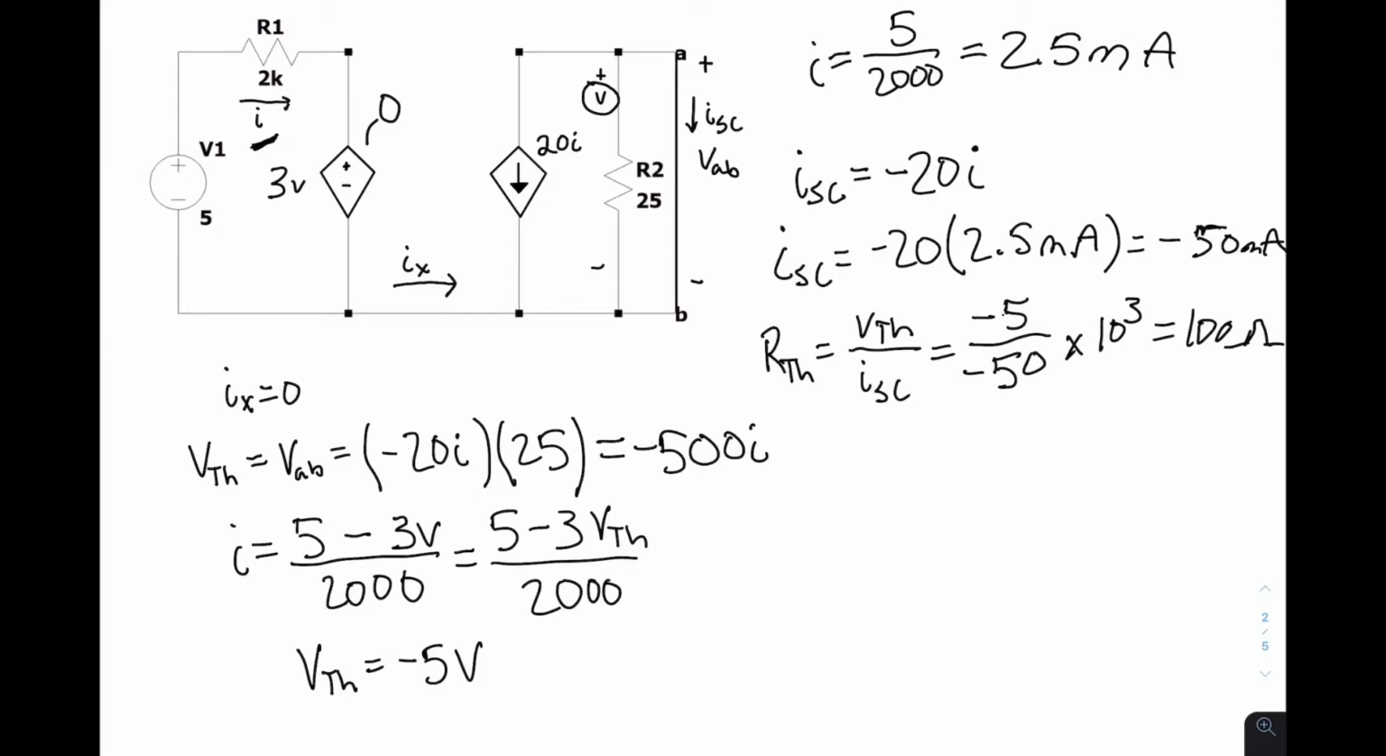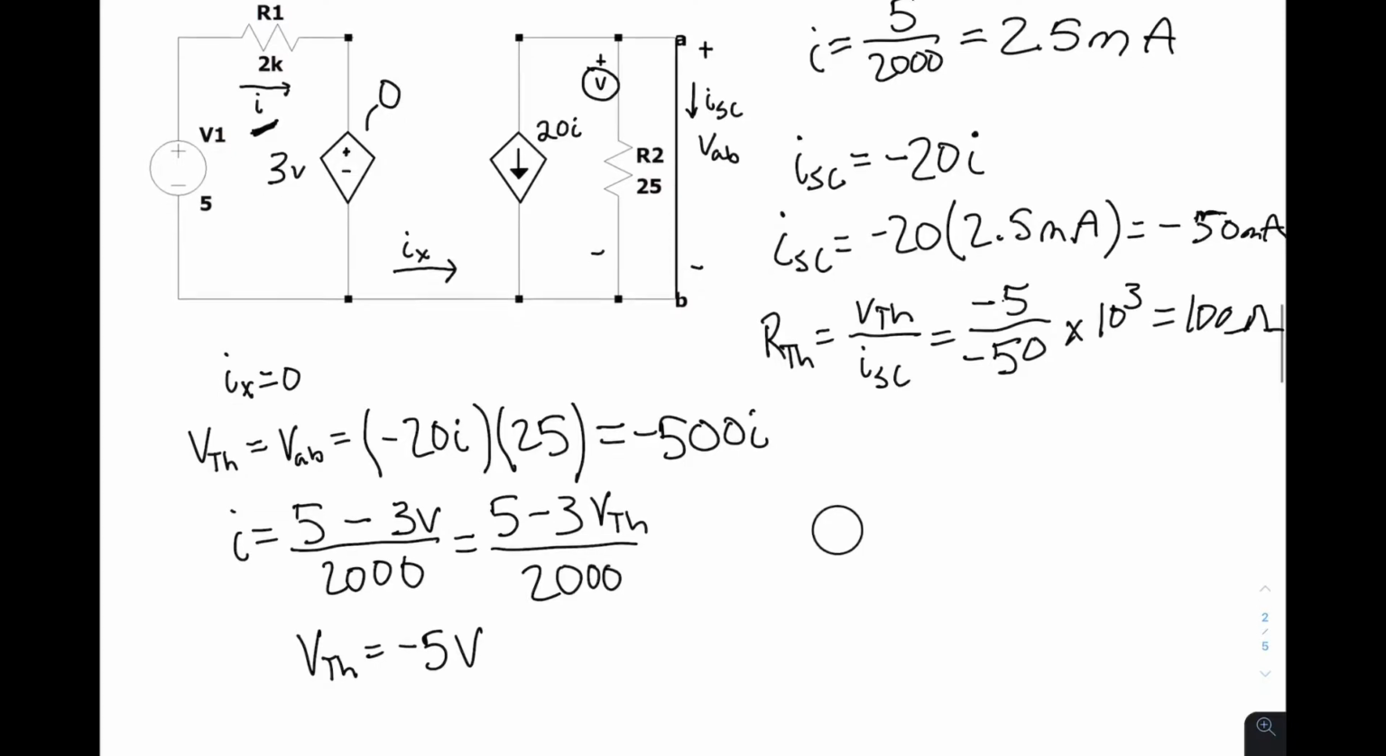Thevenin resistance. So if we want to draw this Thevenin equivalent circuit, we'll have our 5 volt source, which is negative, so we're going to draw it in reverse. Then we'll have a 100 ohm resistor, terminal A, terminal B. This is going to be 5 volts. We flipped it because it's -5.